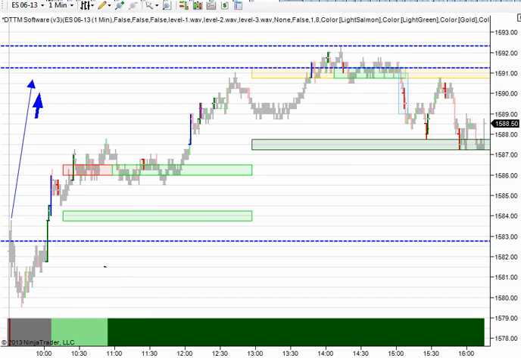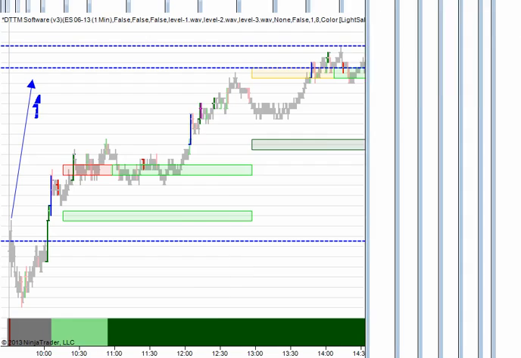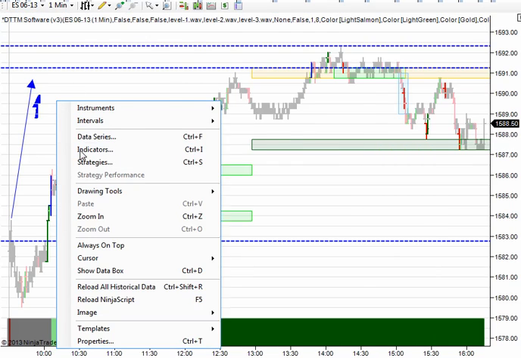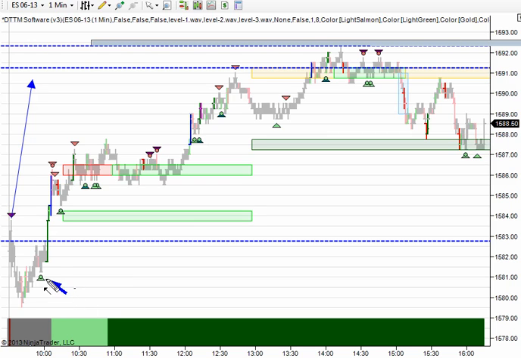Okay, next I'm going to put on the divergence and deceleration bars. Okay, now these divergences and decelerations are these triangles and these dots. They're just slightly different calculations of the same concept. Okay, and what they're telling us is that this is a very short-term indication of a potential stalling out of the market.